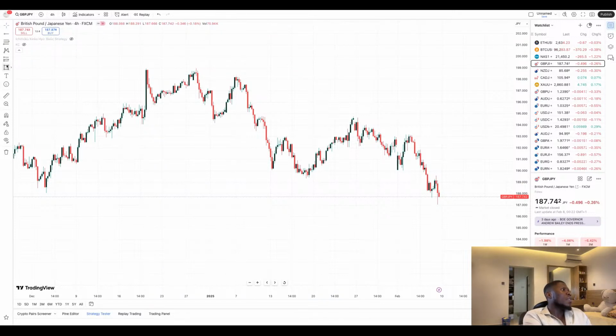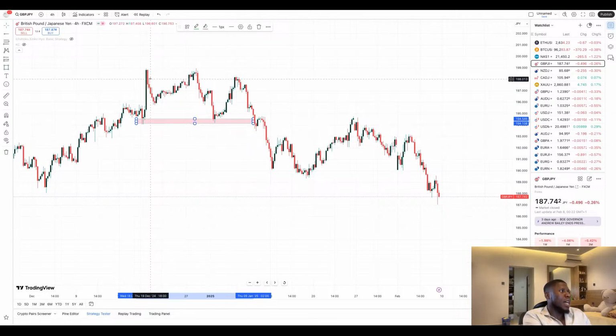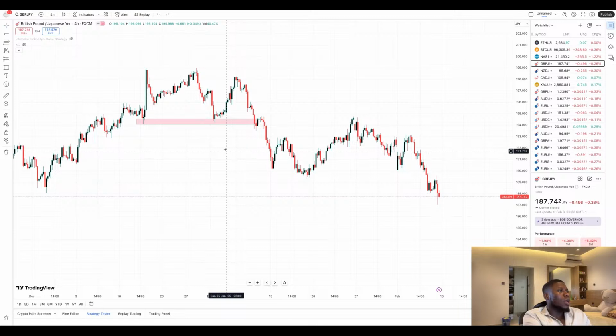So watch, you have a demand zone here. That is a good demand. Look at this massive buy. So the zone, it's actually an interesting one. So for our supply zone, we have this area.